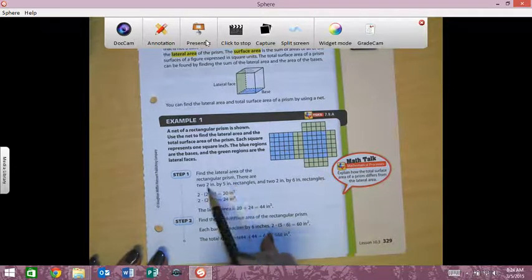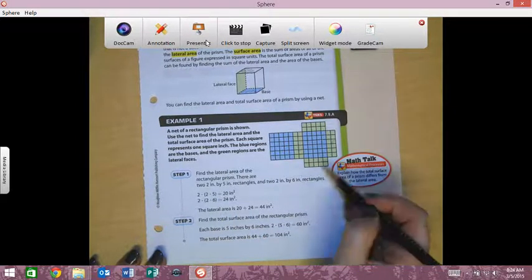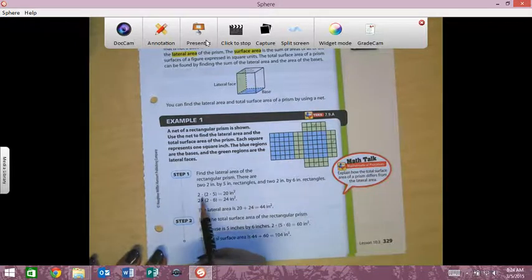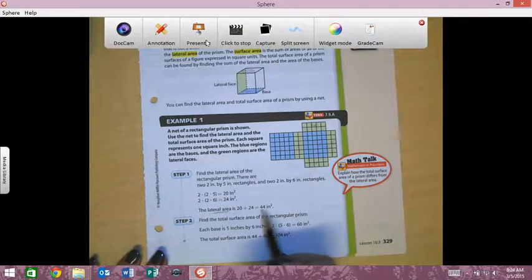There are two 2 by 5 inch rectangles, see right here and right here. There are two 2 by 6 rectangles, that's these two here. So 2, because we have 2 of them, times 2 times 5 is going to be 20. And then 2, because we have 2 of them again, times 2 times 6 is going to be 24. So your lateral area is going to be 44 square inches because we're adding those two together.